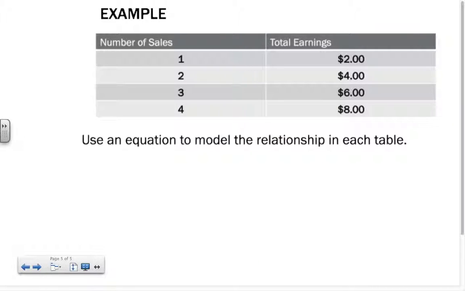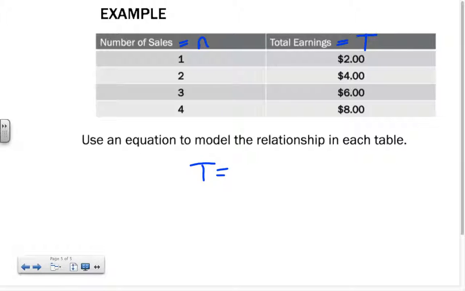The last example, we kind of saw how to take a phrase and turn it into an equation. Now let's look at the tabular form, taking a table and making an equation. So here's a table. It talks about number of sales, 1, 2, 3, 4. Total earnings, $2, $4, $6, $8. Use an equation to model the relationship in each table. So total earnings, I'm going to use T, and sales, I'm going to use N. So I define my variables up there at the table. Total earnings T, number of sales N.